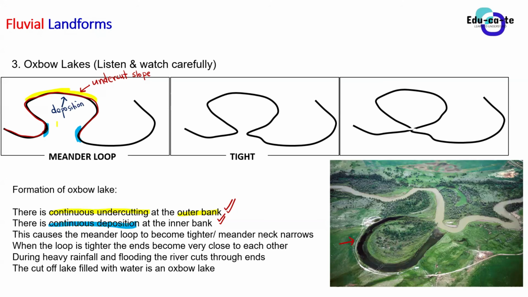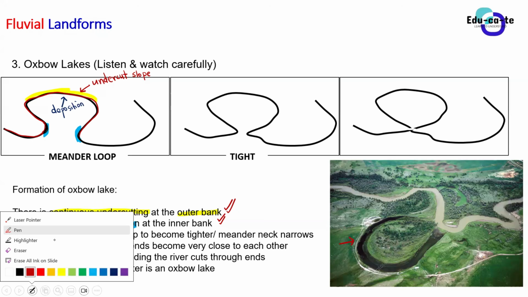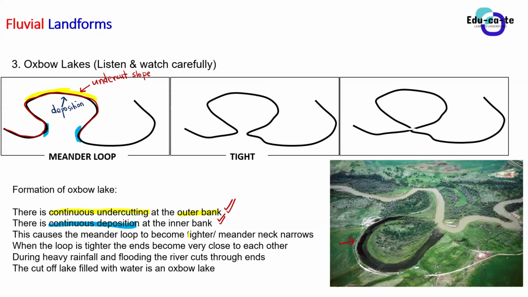And I told you guys how that works in a side view. So basically, this continuous undercutting and deposition causes the meander loop to become tighter. The meander loop becomes tighter because imagine, guys, let's say that this continues to erode and this continues to erode.